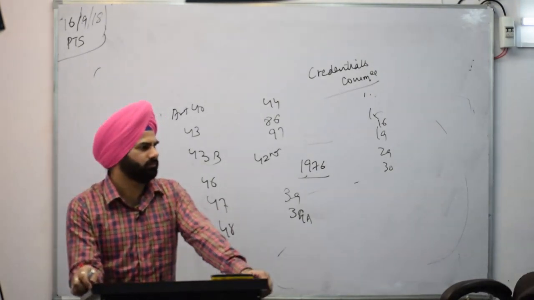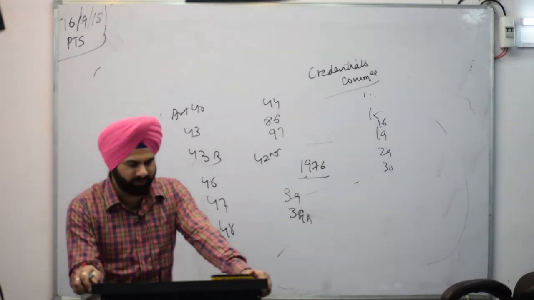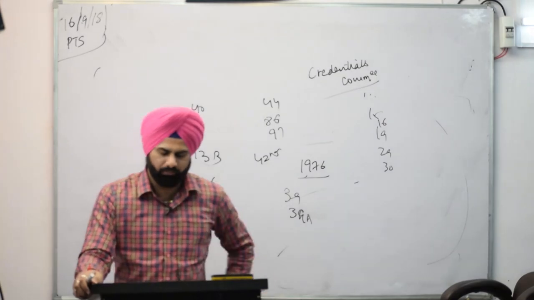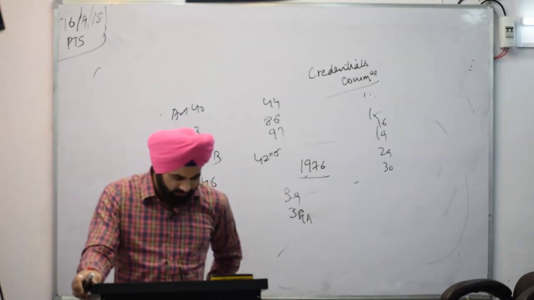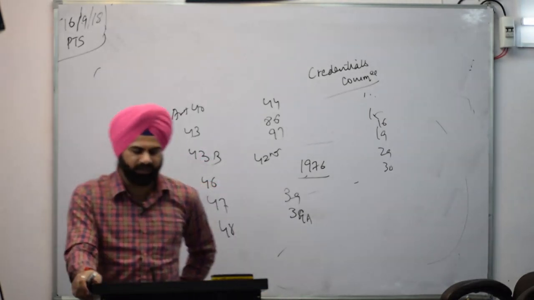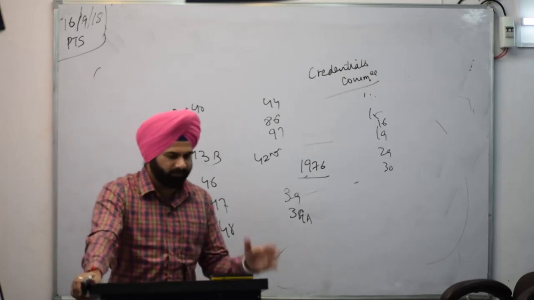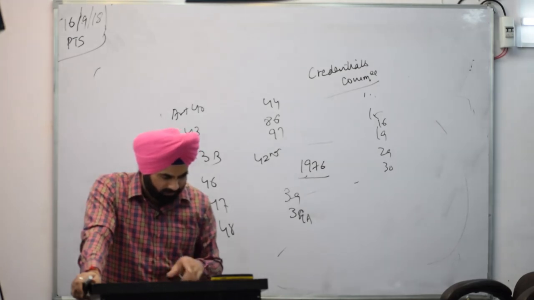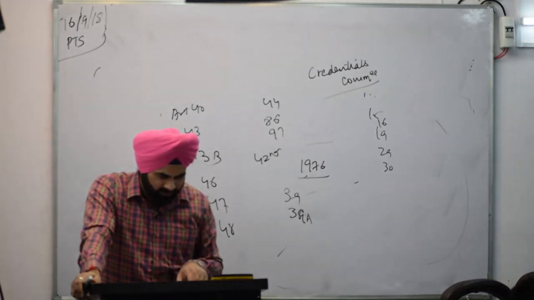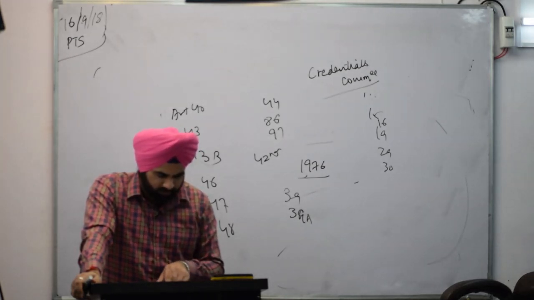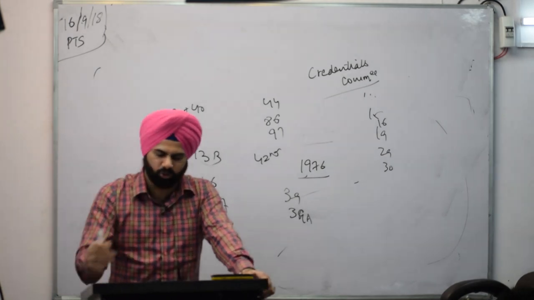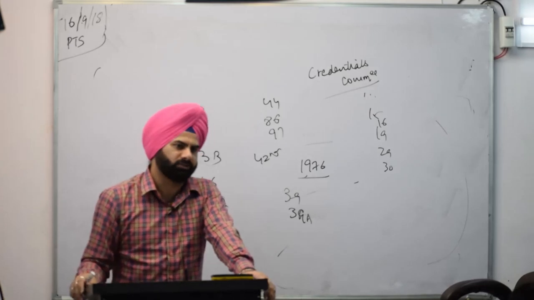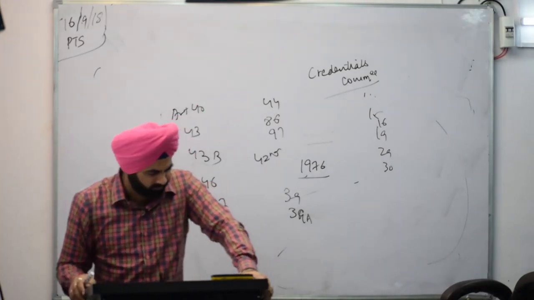Article 51, which says that we have to promote international peace and security, maintain harmonious relations with others, and foster international law. This has been told about in the first, second, and fourth. The first is right. Socialism is mentioned in the preamble. The ideas of a socialistic pattern are not present. The ideas are also present that we have to establish a social, economic, and political society. So all the rest are right, and the fourth is wrong.